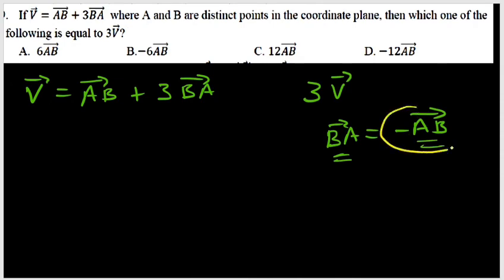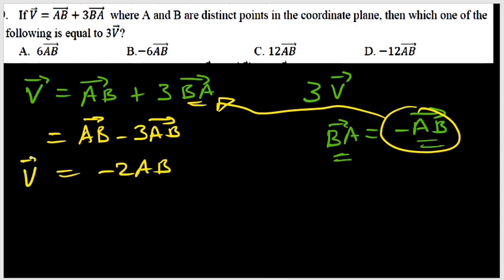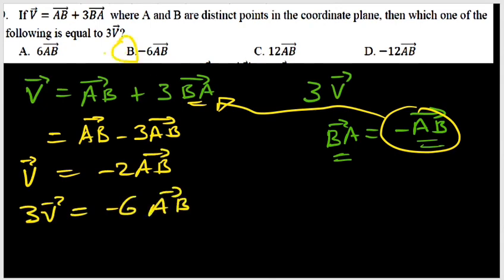We can bring negative AB in place of BA here. So it will be AB minus 3AB. When you substitute negative AB for BA, times 3 will be negative 3AB. So 1 minus 3 will be negative 2AB. This is V. But we are looking for 3V. When you multiply both sides by 3, negative 6AB will be the answer, which is B.